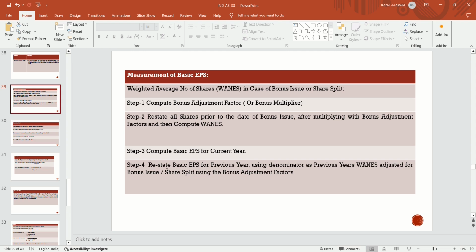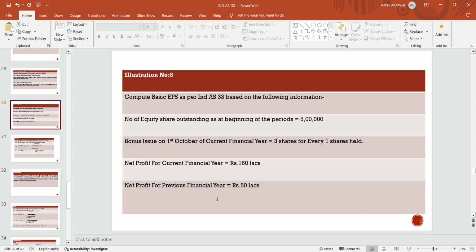Now restate basic EPS for the previous year, using the denominator of the previous year adjusted for bonus issue or share split using the bonus adjustment factor. Now illustration A: compute basic EPS as per Ind AS 33 based on the following information. Number of equity shares outstanding at the beginning of the period is 5 lakhs. Bonus issue on 1st October of the current financial year is 3 shares for every 1 share held. Net profit for the current financial year is 160 lakhs and net profit for the previous financial year is 50 lakhs.